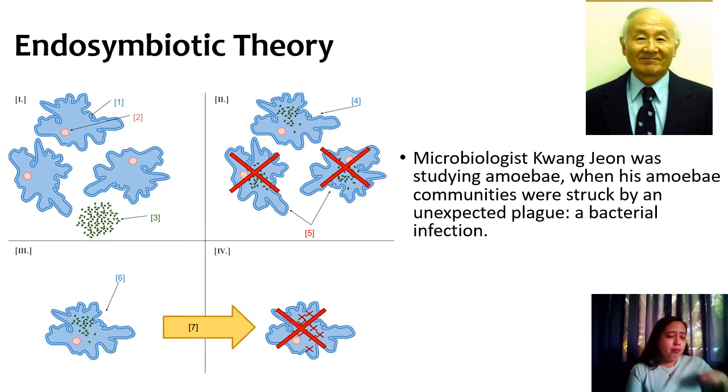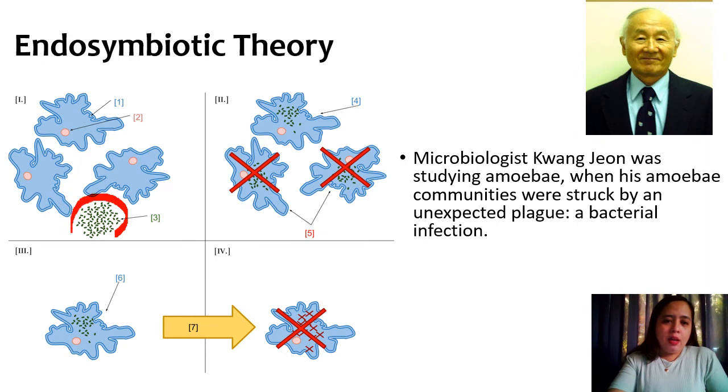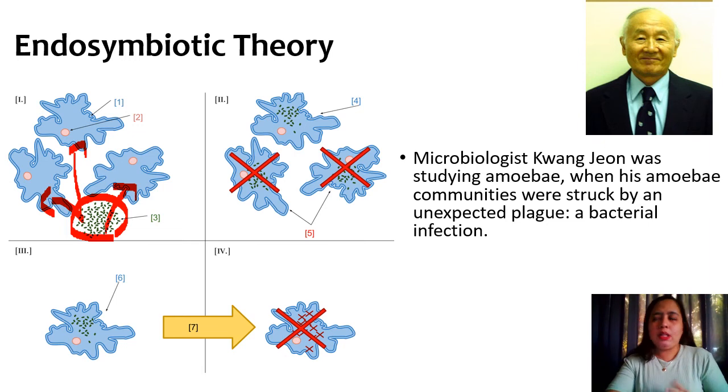This is by the microbiologist Kwang Jun. No? He was studying amoeba. So, amoeba are protists. No? When his amoeba communities were struck by an unexpected plague, meaning nagkaroon siya ng mga bacterial infection. Kung na-mishandle niya siguro ang amoeba niya sa lab, nagkaroon ngayon ng introduction ng mga bacteria. And this bacteria now entered, in-infect niya yung mga amoeba, to the point that almost 90%, mataas yung percentage ng amoeba niya namatay.